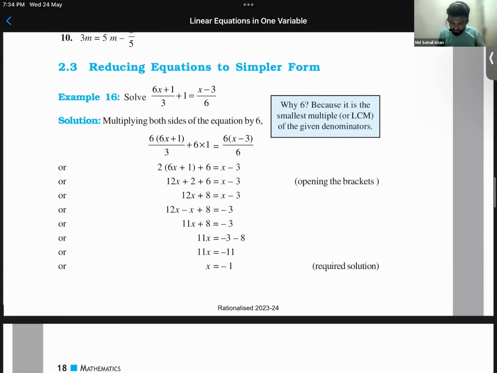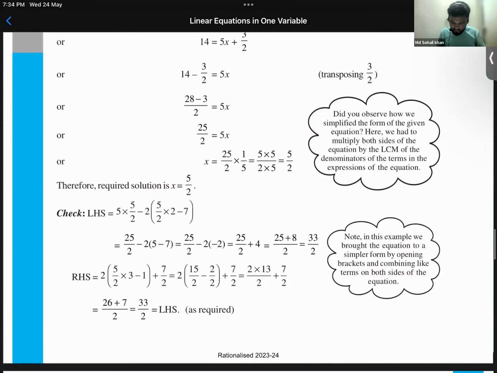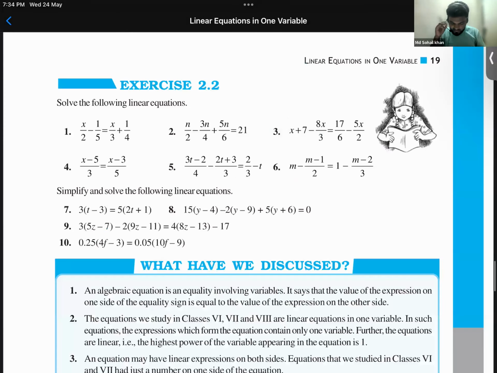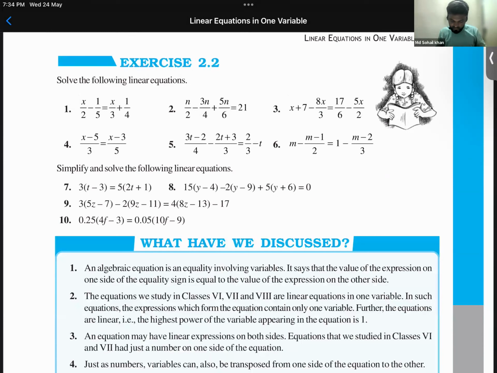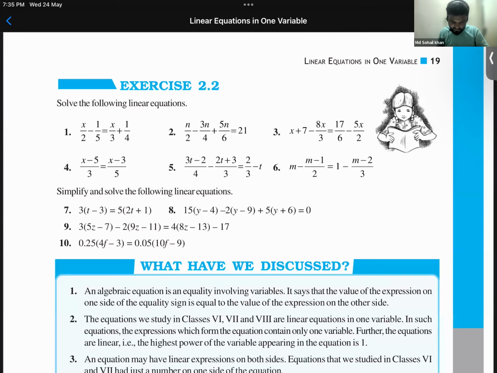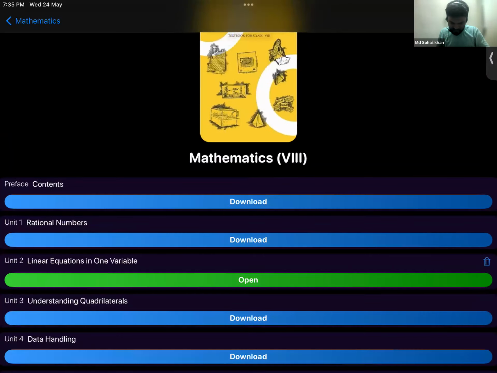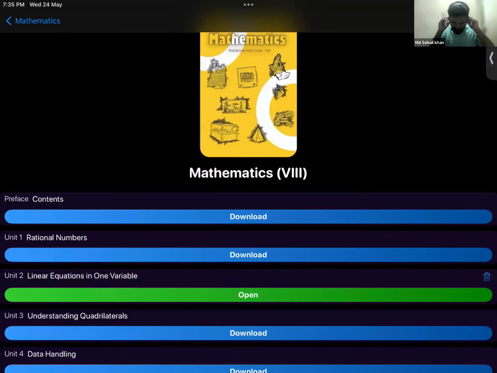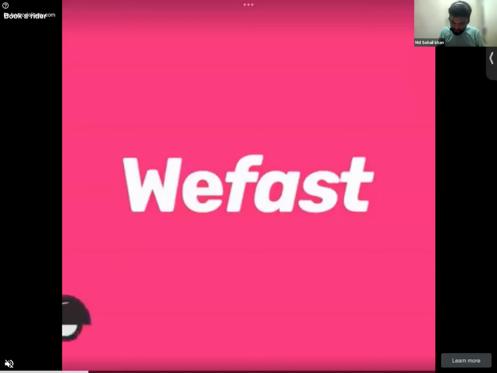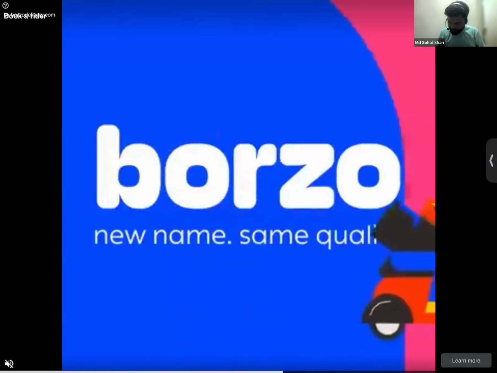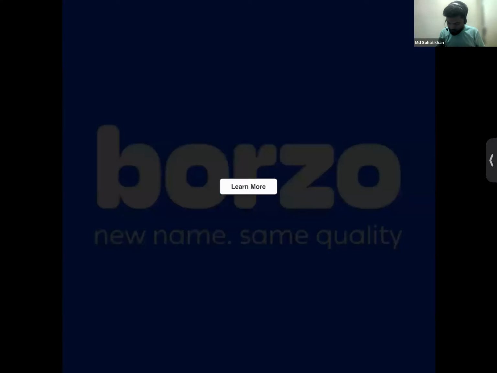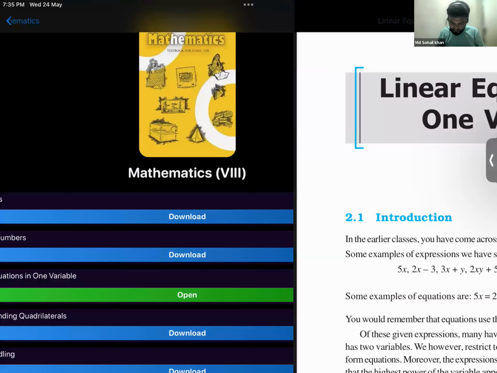I guess this is the wrong PDF. Ahmed, match this from your textbook. I seem to have downloaded the wrong PDF, I think. The questions are entirely different in this one. It's the PDF of chapter 2, linear equation in one variable of class 8. If I open this, this chapter is opening.